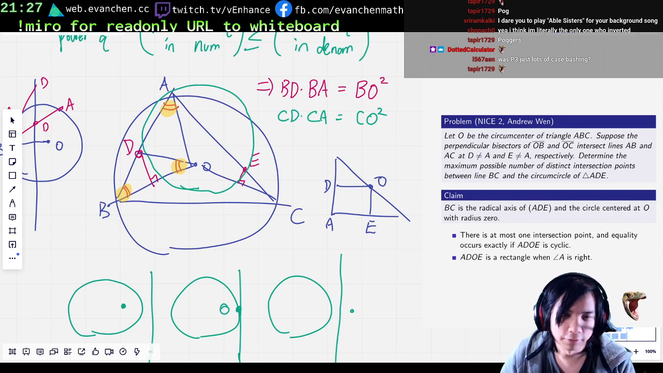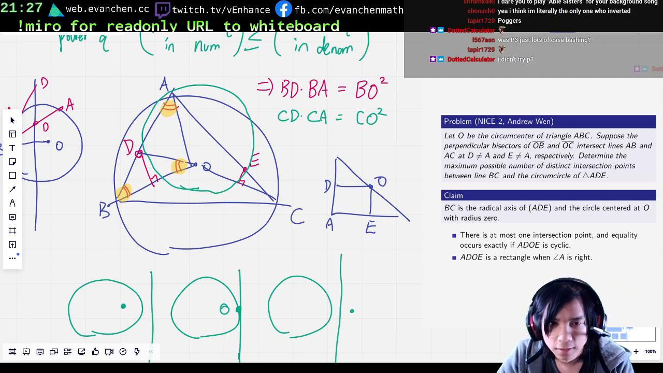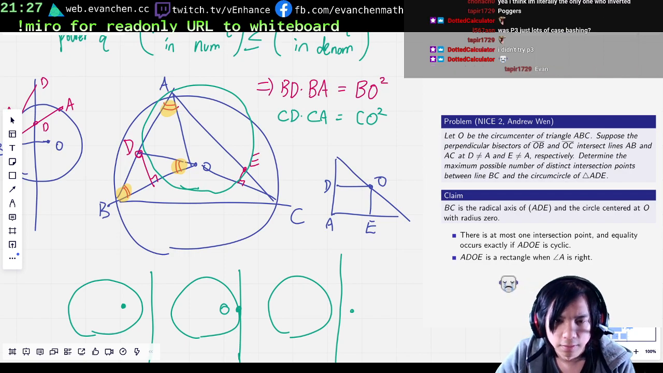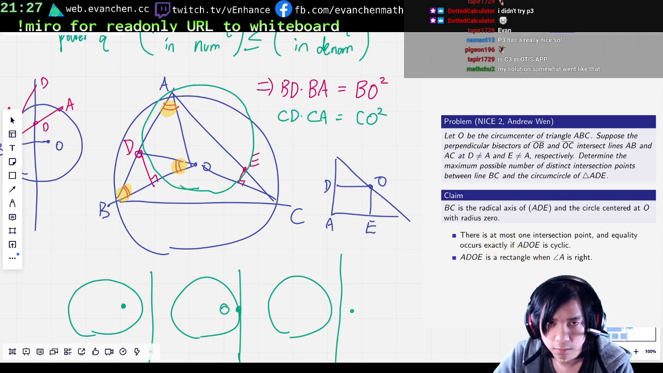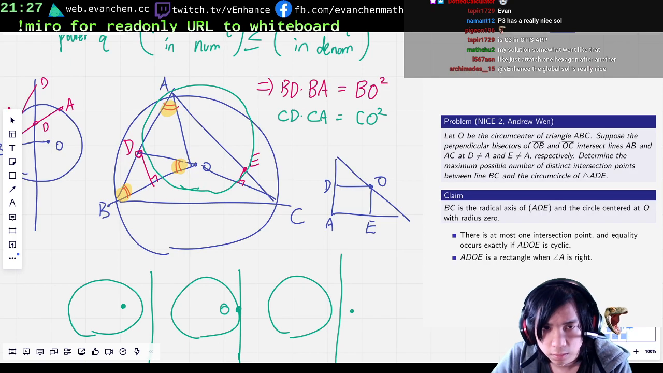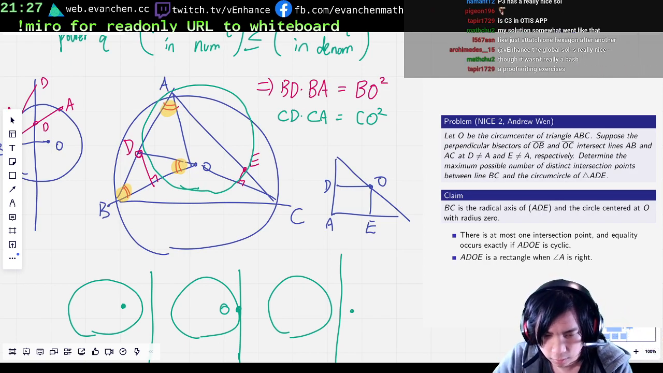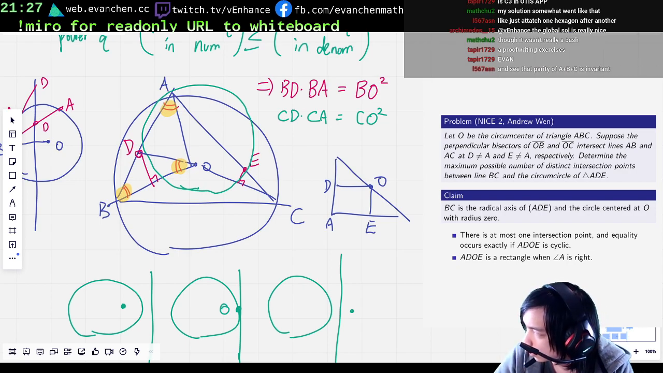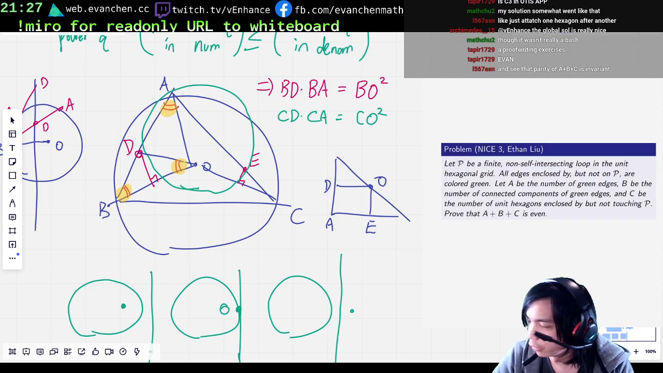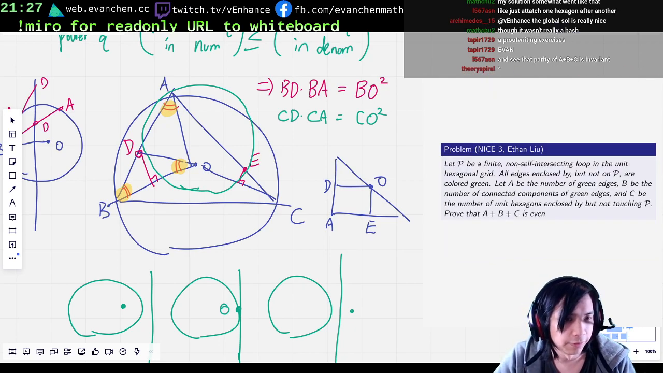Was P3 just loss of case passing? No, not really. Okay, so let's do problem 3 then. Problem 3 is some combo problem. It's a parity problem though, where I have a hexagonal grid.